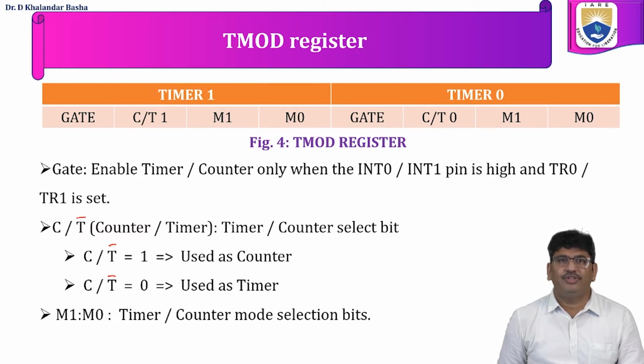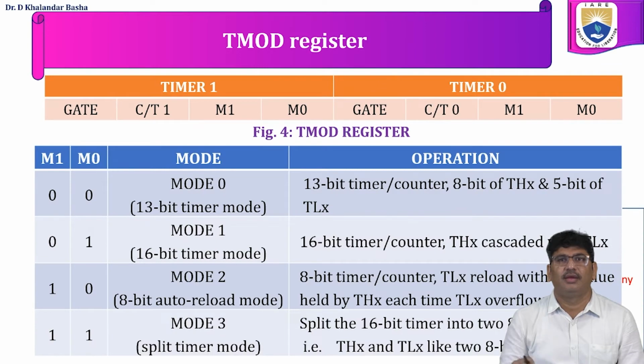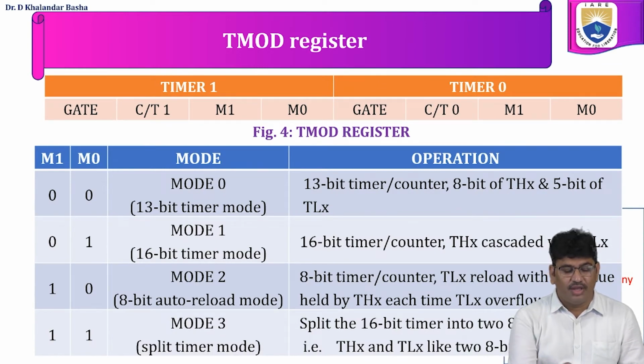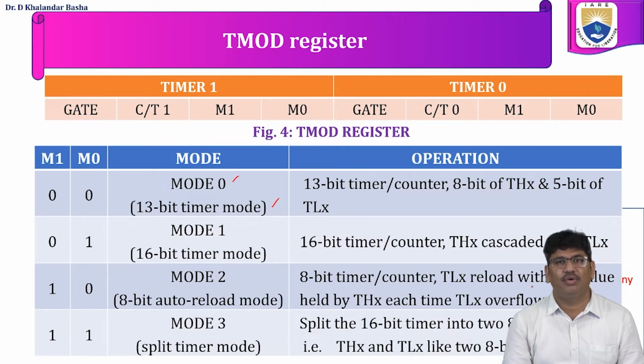The M1, M0 bits are used for configuring the timers in various modes. For timer 1, there is a separate M1, M0, and for timer 0 we have M1 and M0. In total, we have 4 modes of operation. If we configure the M1, M0 bits as 00, it is mode 0, which is the 13-bit timer mode.